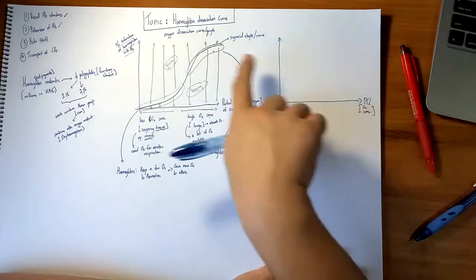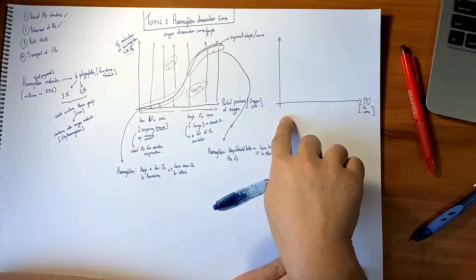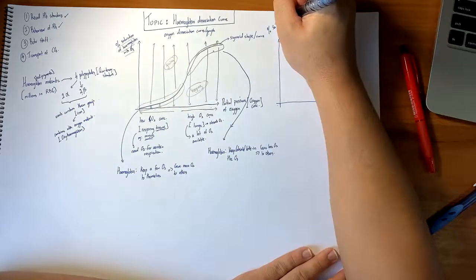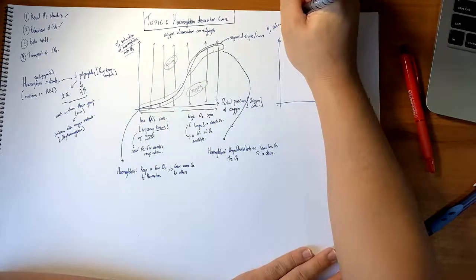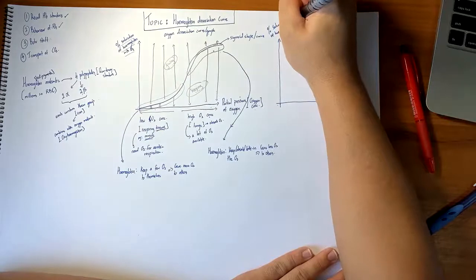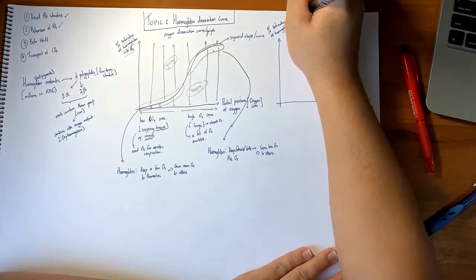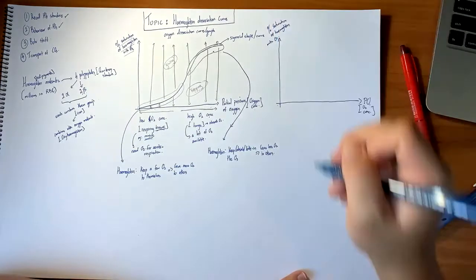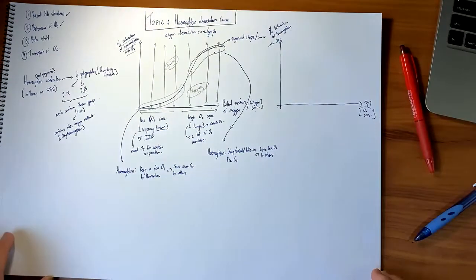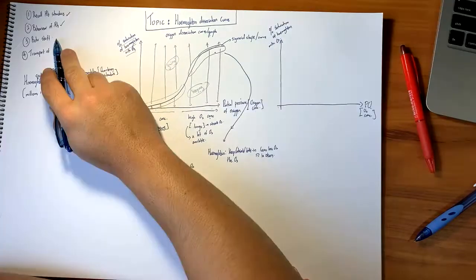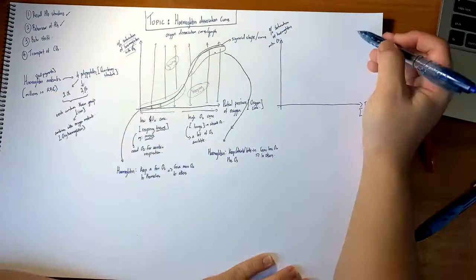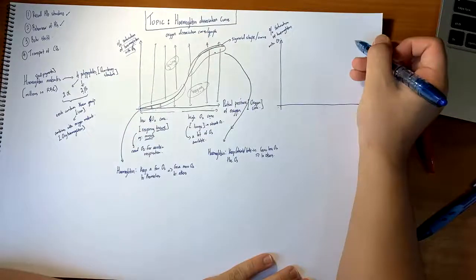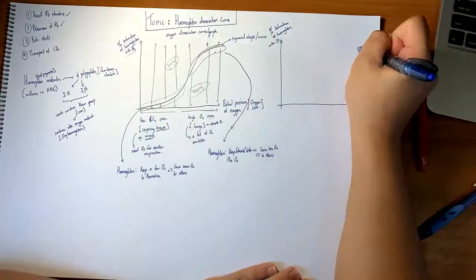Whereas on the y-axis, same thing as well. We have the percentage saturation of hemoglobin with O2. Okay, so it's essentially just the same thing, right? But okay, what is Bohr shift about? Right? So essentially, you have the curve. So this is the original curve.